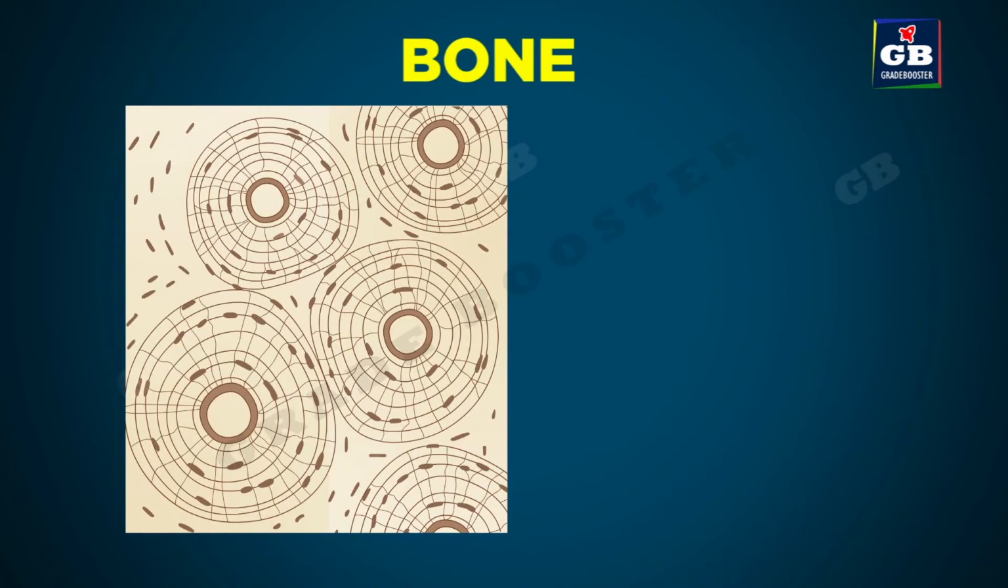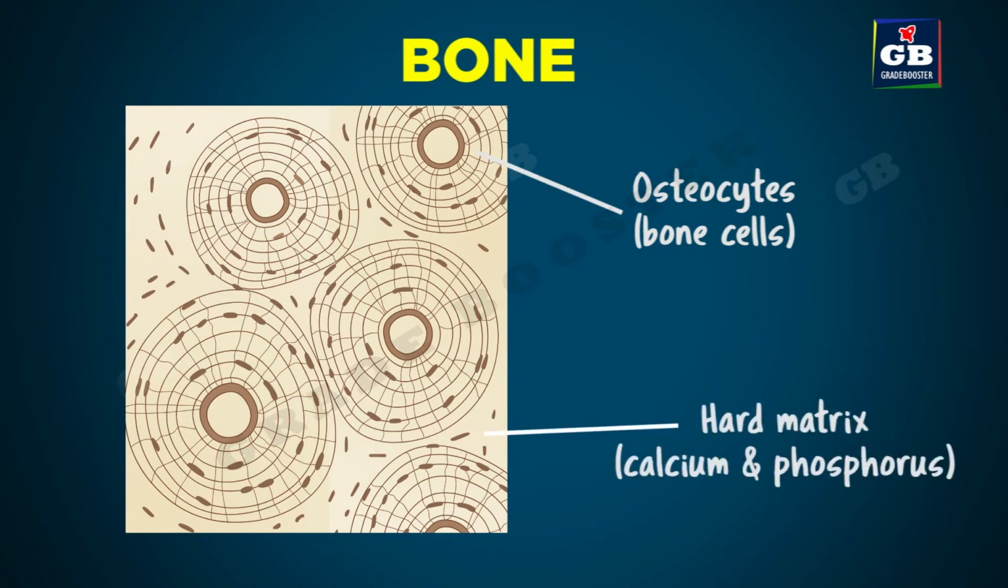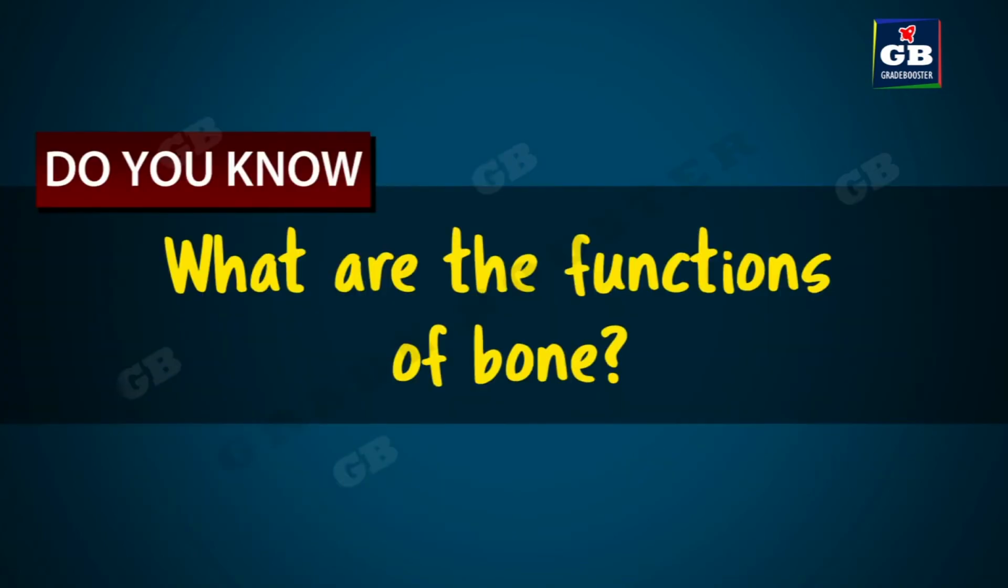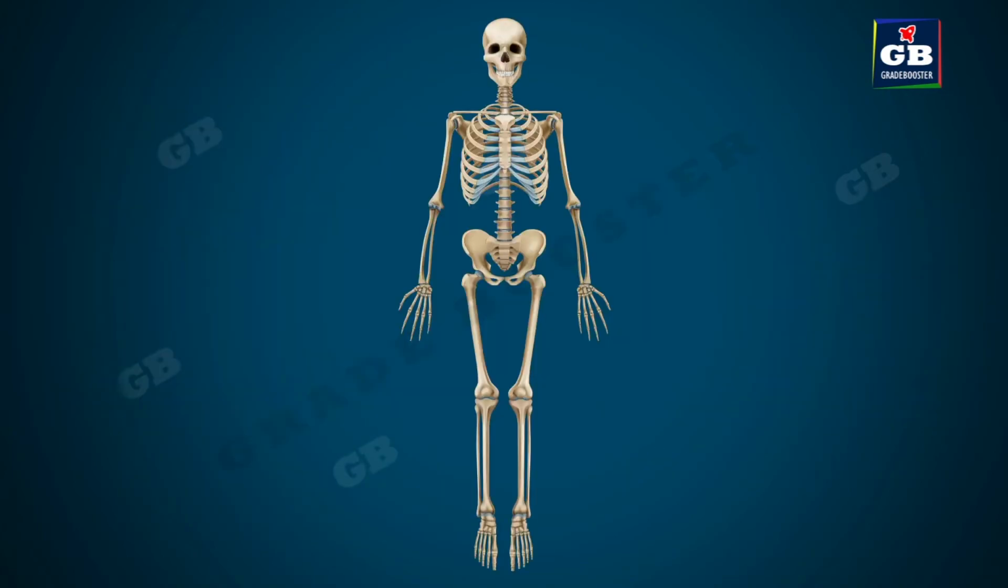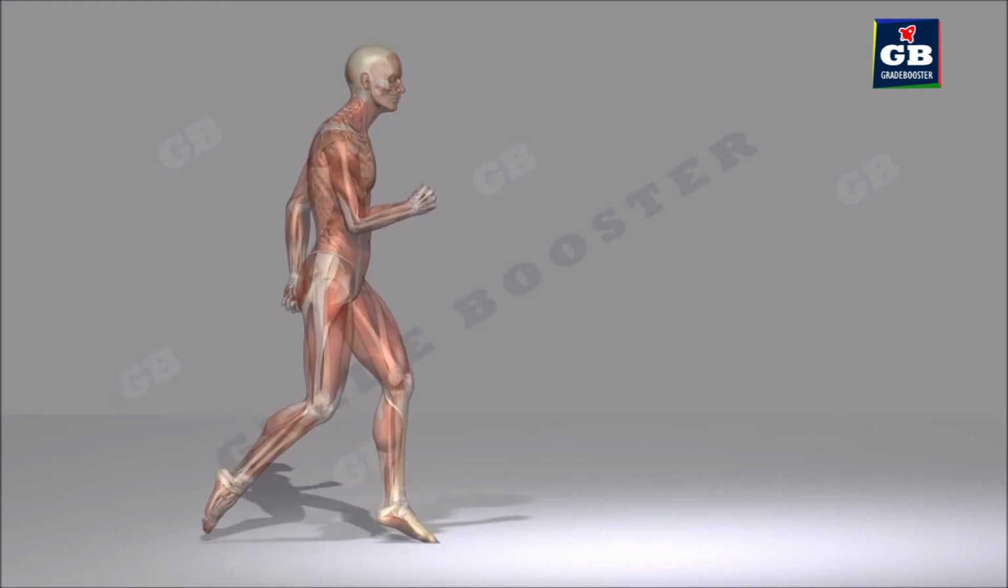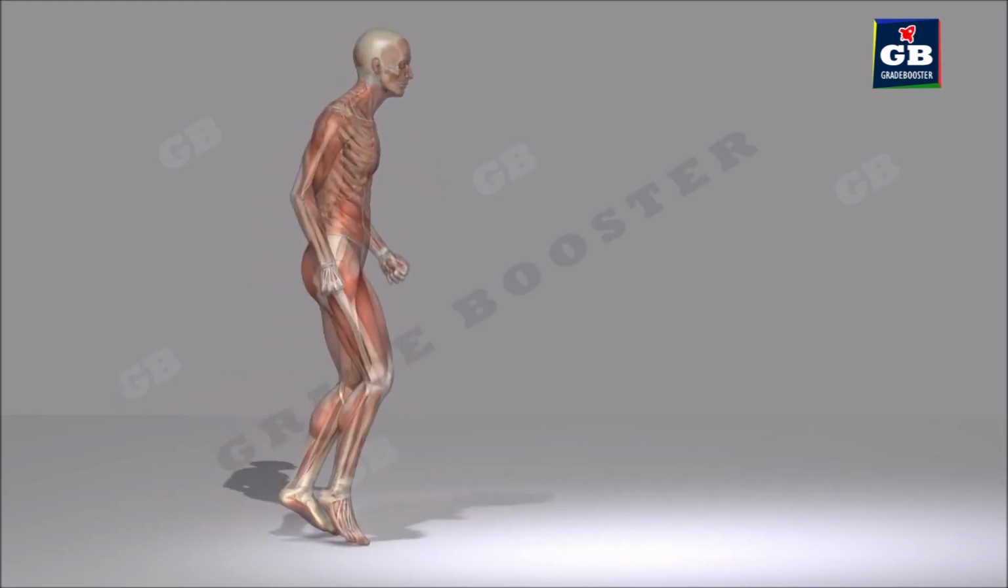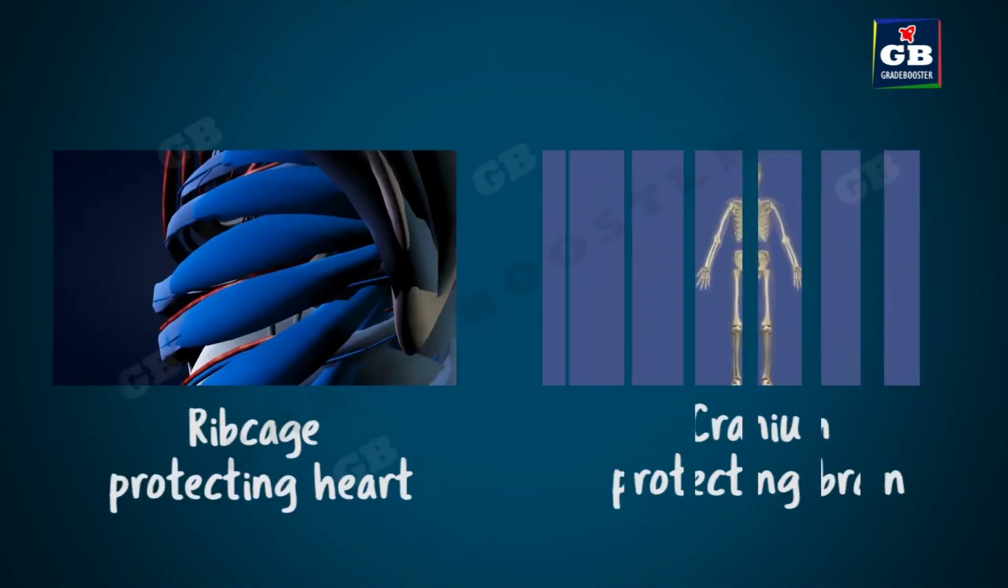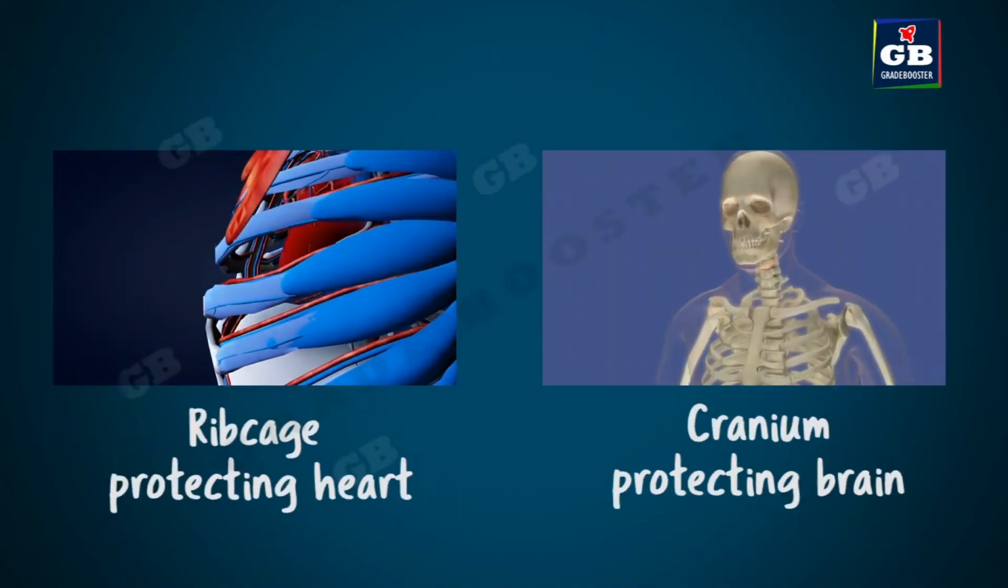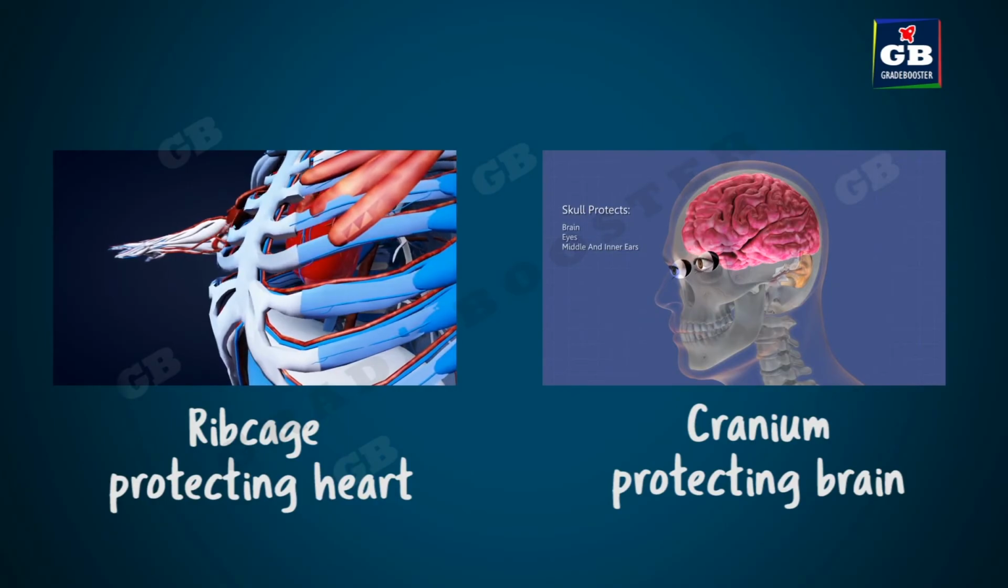Now let us see the other type of connective tissue, that is bone. Bone is a strong and non-flexible tissue. The cells of the bone are embedded in a hard matrix that is composed of calcium and phosphorus compounds. What are the functions of the bone? It forms the supportive framework of our body. It holds the muscles tight and helps in movement. It forms hard cases and protects the sensitive internal organs.